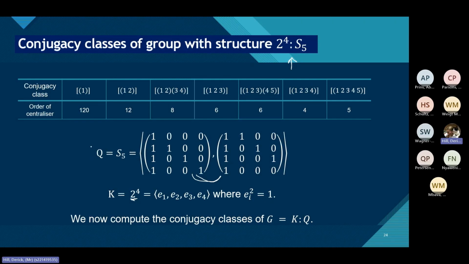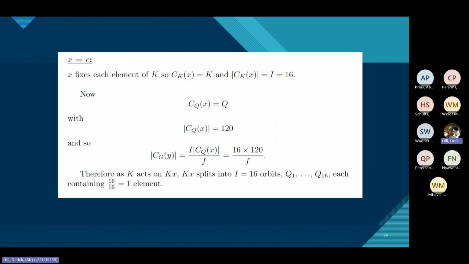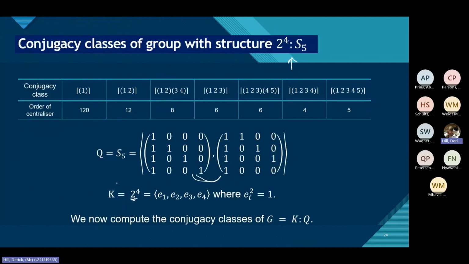Using some MATLAB code over here, I could compute the size of the conjugacy classes. I could separate them into conjugacy classes, and I could find the order of the centralizers of those conjugacy classes, which we will need just now. Here's the MATLAB code. I'm very thankful that none of my computer science lecturers are here, because I think they would fail me for that. It's not exactly optimized.